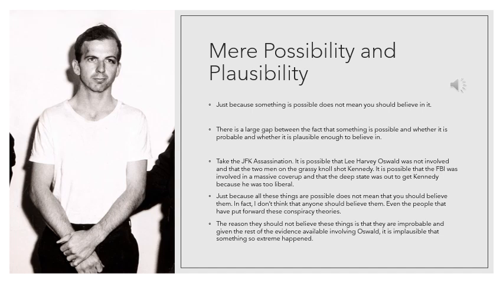It is certainly possible that Lee Harvey Oswald was not involved, and that the two men on the grassy knoll actually shot Kennedy. It's also possible that the FBI was involved in a massive cover-up, and that the deep state was out to get Kennedy because he was too liberal. Now, just because all these things are possible does not mean that we should believe them. In fact, I don't think anyone should believe them, even the people that put these conspiracy theories forward.